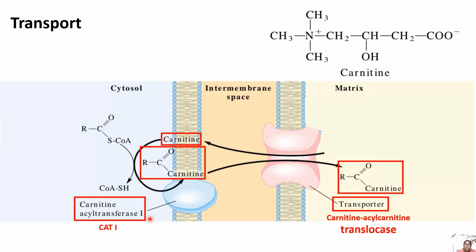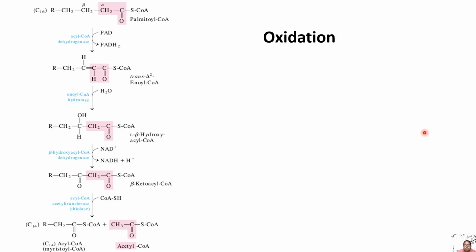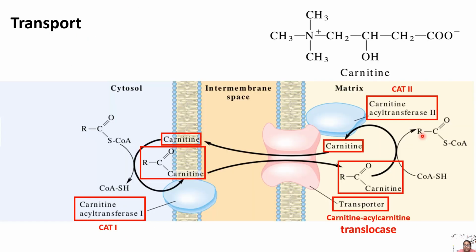Okay, so you can see the transport. Carnitine acyltransferase 1 is CAT1, and carnitine translocase is also there. And then we have carnitine acyltransferase 2. Okay, so this is the entire schematic of transport.